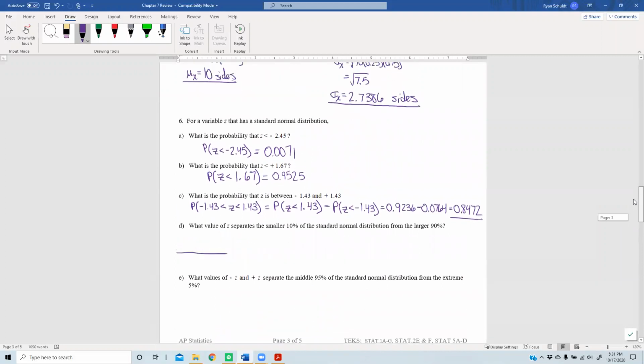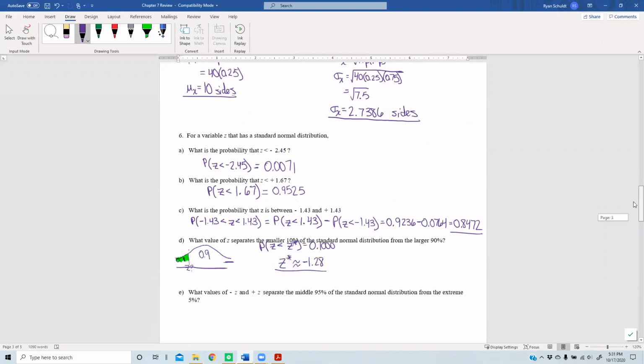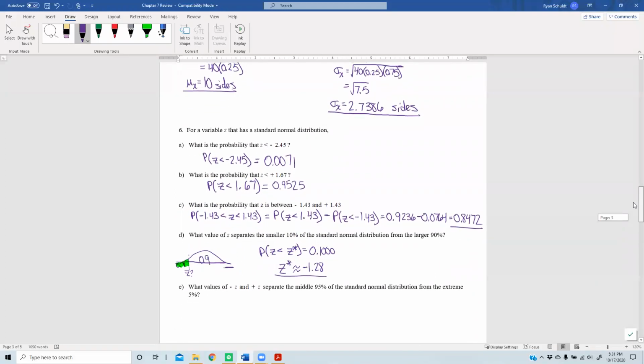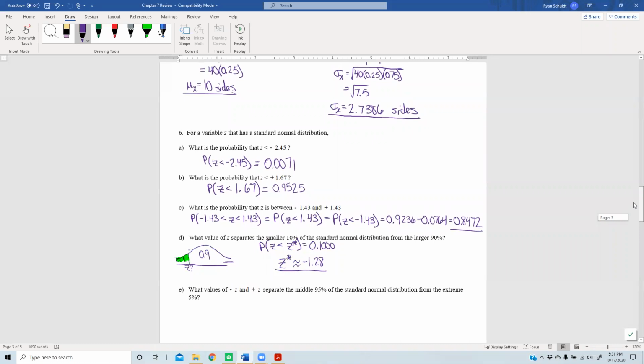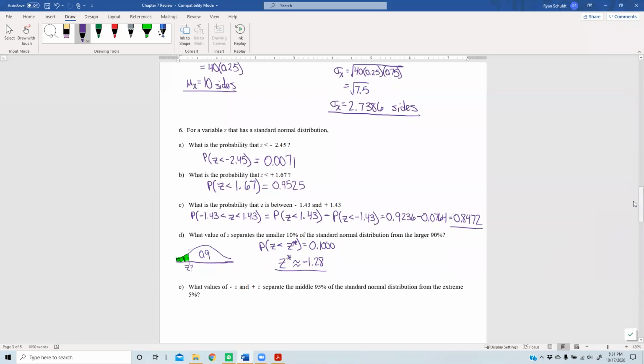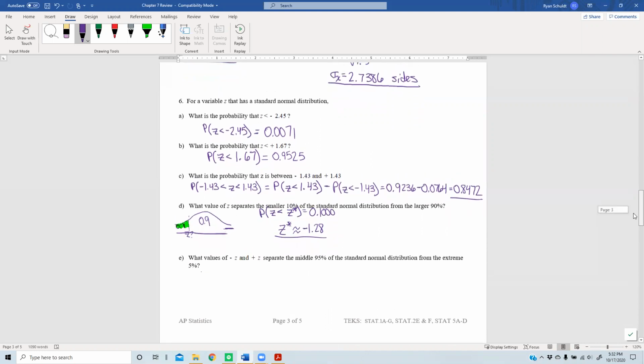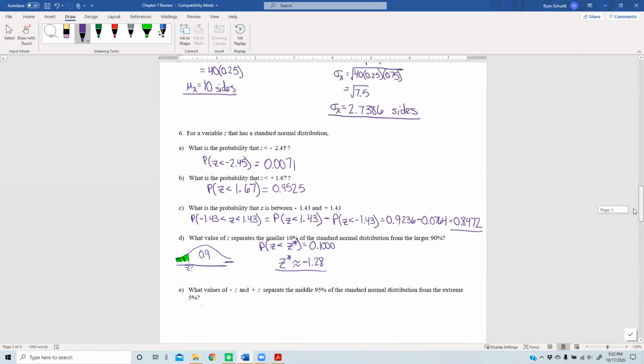Nope. Hang on, guys. My ink wants to move, and I don't want it to move.